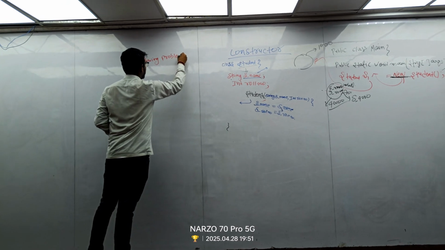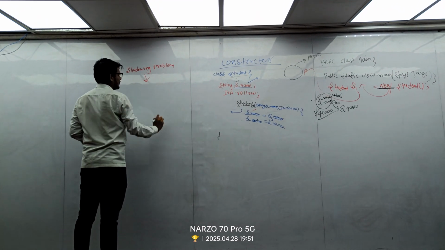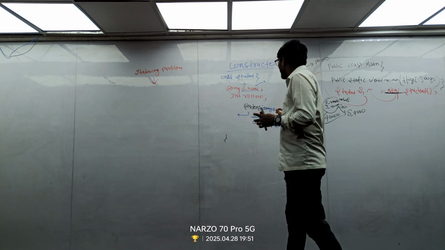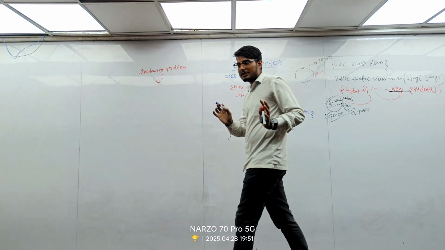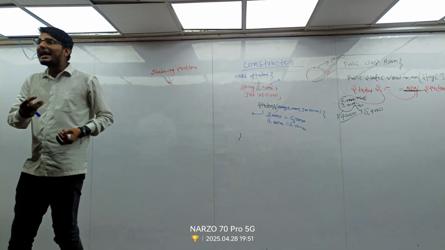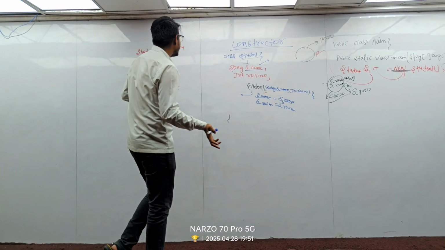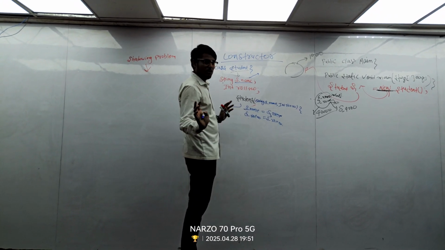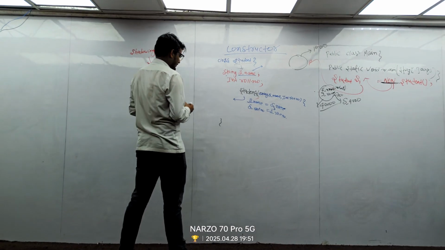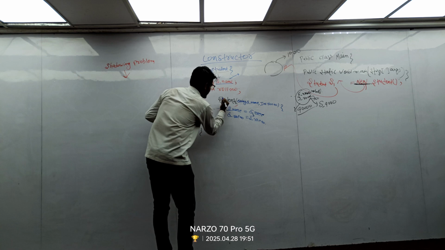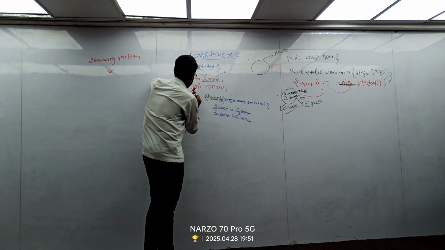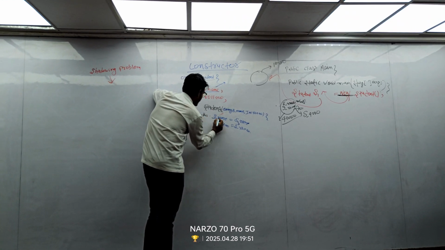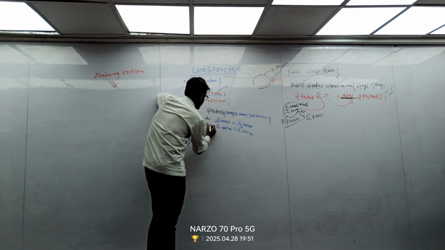This is the most important concept, the shadowing problem. The shadowing problem is that the instance variable and the local variable are both the same. The compiler gets confused about which one to use. That confusion is resolved after using the this keyword. So we write this.studentName, this.studentRollNumber.